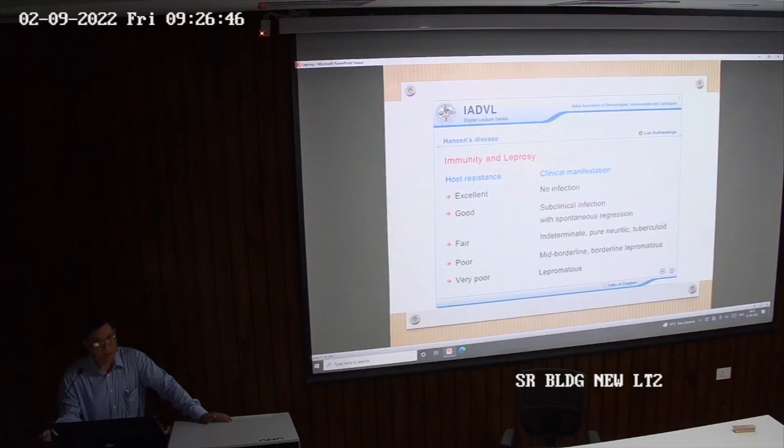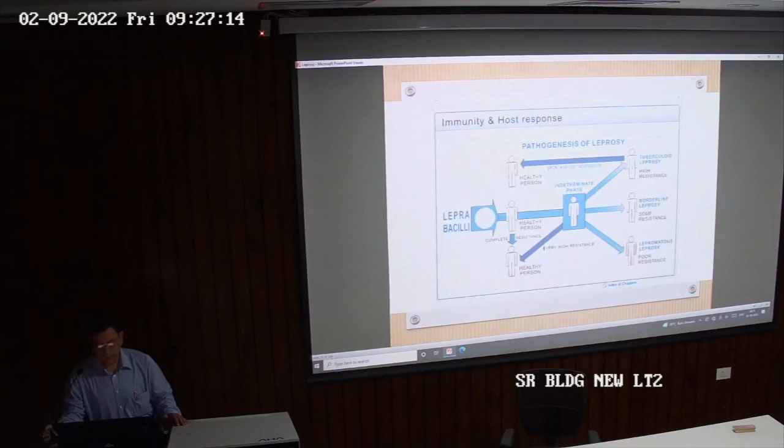There are many classifications of leprosy. We'll just discuss the simplest one. Poor immunity may lead to higher grades of leprosy, which include mid-borderline and borderline lepromatous, and very poor immunity to the mycobacterium may lead to lepromatous leprosy. This is the highest grade of leprosy, with least resistance and many signs and symptoms.